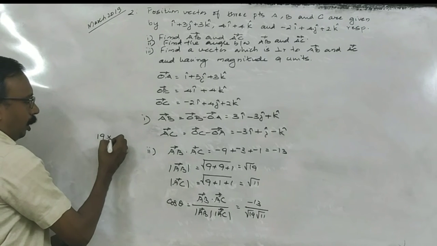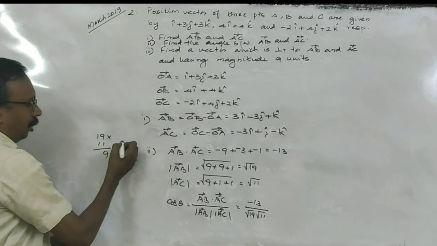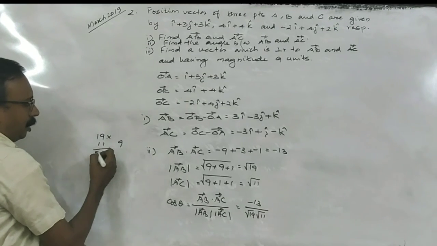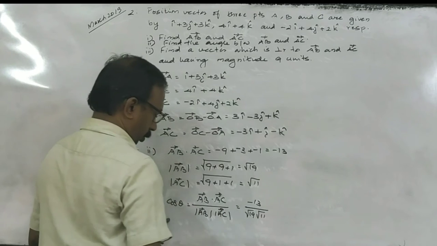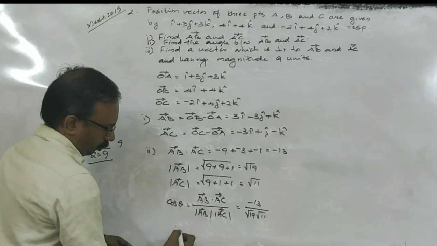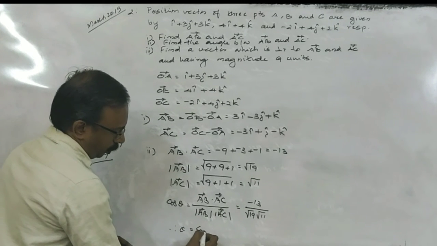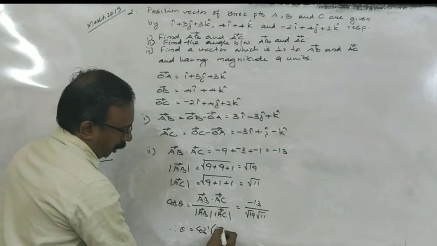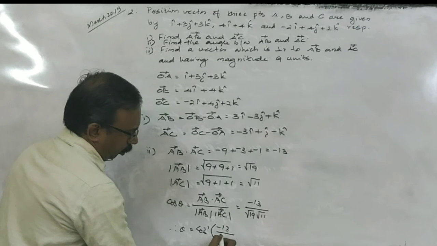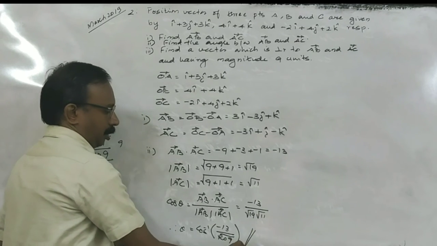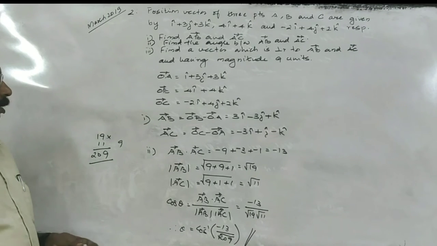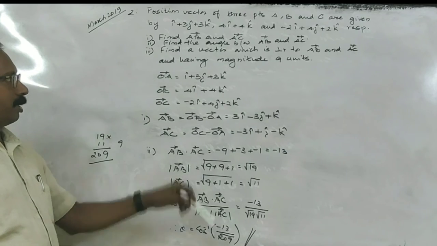19 into 11, 209. Therefore theta is equal to cos inverse of minus 13 by root of 209. Isn't it? This is the angle between the vectors vector AB and vector AC.